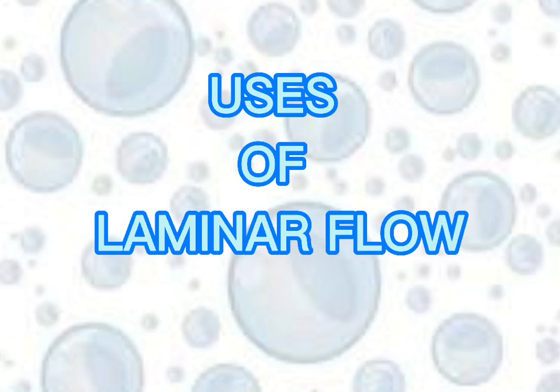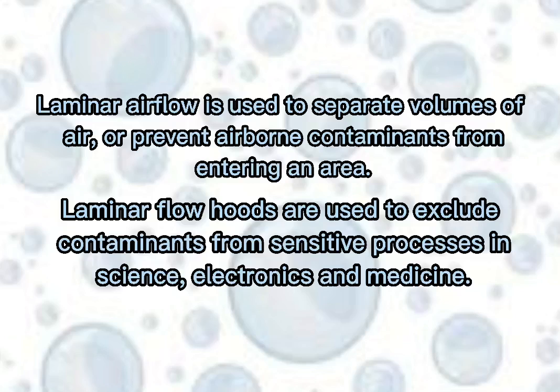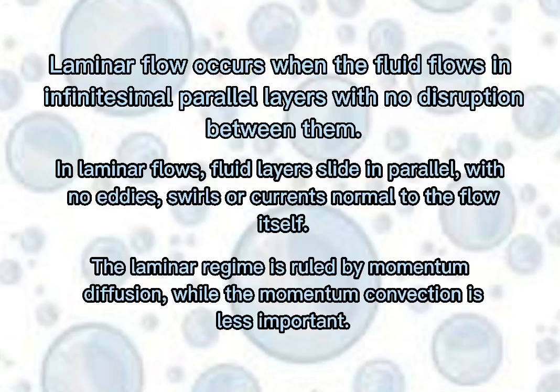What are the uses of laminar flow? Laminar flow is used to separate volumes of air or prevent airborne contaminants from entering an area. Laminar flow hoods are used to exclude contaminants from sensitive processes in electronics and medicine. Laminar flow occurs when the fluid flows in infinitesimal parallel layers with no disruption between them. In laminar flow, fluid layers slide in parallel with no eddies, swirls, or currents normal to the flow itself.